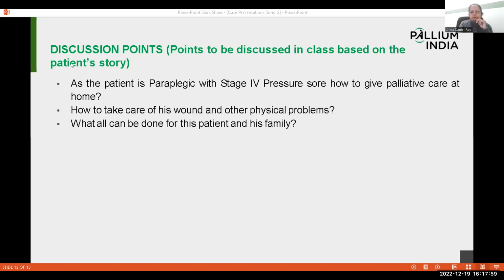Yeah, so the patient's wound must be smelling also, right? So we need to apply metronidazole. There are so many points that have come in the chat box.